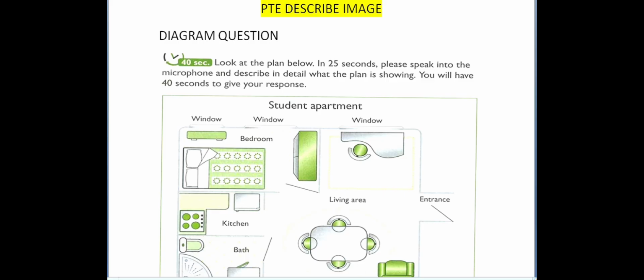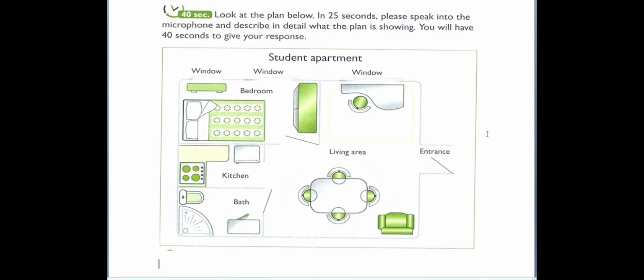PTE class again, the speaking module, in that the describe image. We are going to study a diagram question, a map or a layout, something like this. The instructions given on the top state that you have 25 seconds to prepare and 40 seconds to respond. What do you do exactly in this 25 seconds?